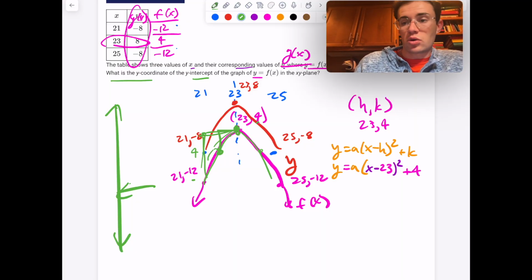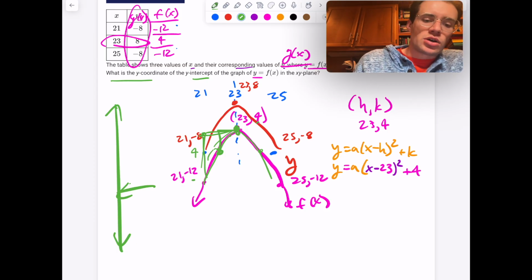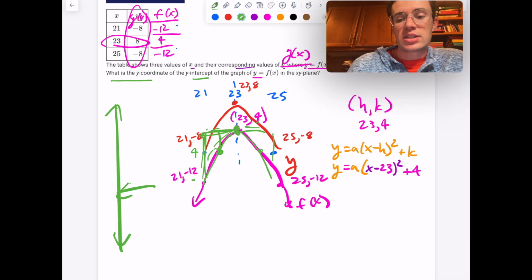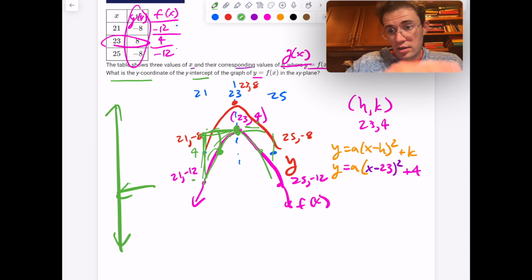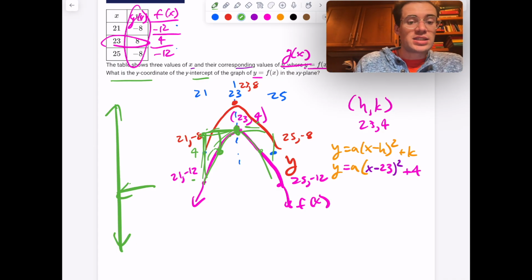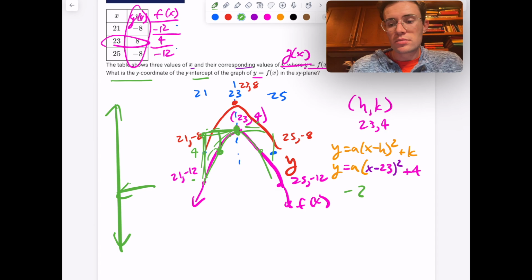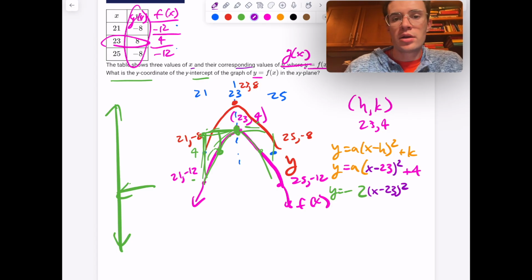Just, it's a quadratic. They told us it's quadratic. So just for this one, it should be over 2, down 4, over 2, down 4, but instead it's over 2, down 8, over 2, down 8. So that means that our a value is negative 2. The negative we knew because it's a negative quadratic. It's a frown. The 2 because it's going down twice as fast. So we get y equals negative 2 times, again, we have x minus 23 squared plus 4.